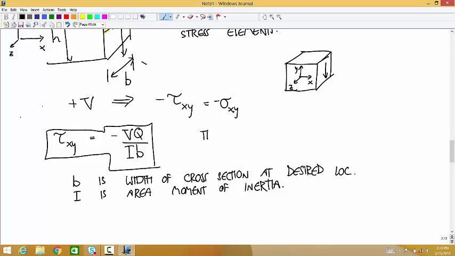And you can trust the sign for this formula. So if you have a positive value of shear force, you're going to get a negative value of the XY stress. If you have a negative shear force, you're going to have a positive value for the XY stress.